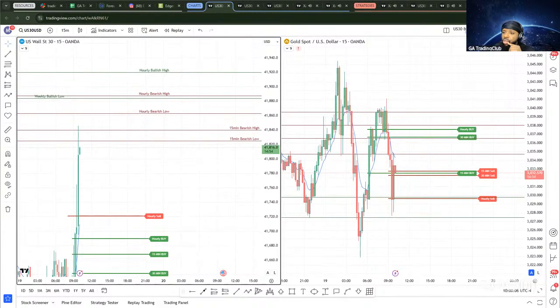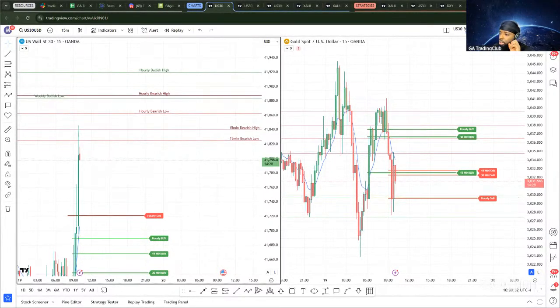Let's see. Rejection resistance 30. There's a BTC sell. No, we don't have a supply zone there, so never mind. BTC rejection support.